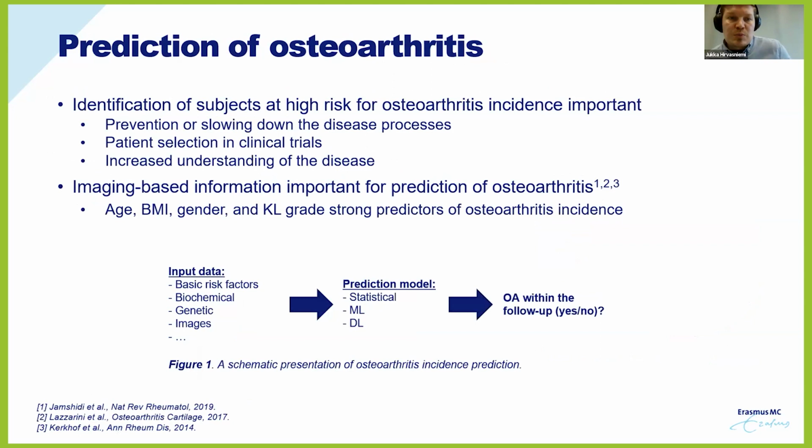So why do we want to predict who will get the disease? It's important to identify these subjects because we might be able to prevent or slow down the disease process if we find the patients in the early phase. Also, it would help patient selection in clinical trials to make better clinical trials and to try to find treatment for this disease. And it also increases our understanding of the disease. And from the previous studies, we know that imaging-based information is important for prediction.